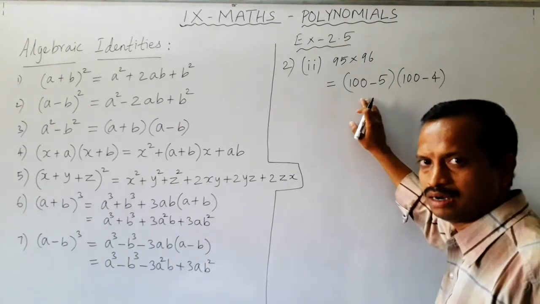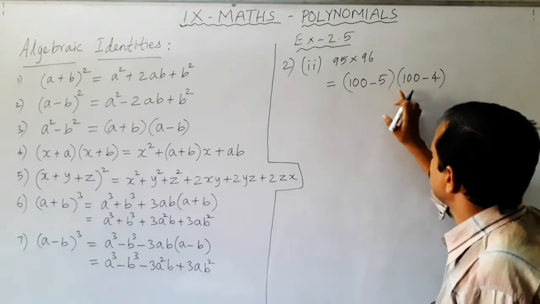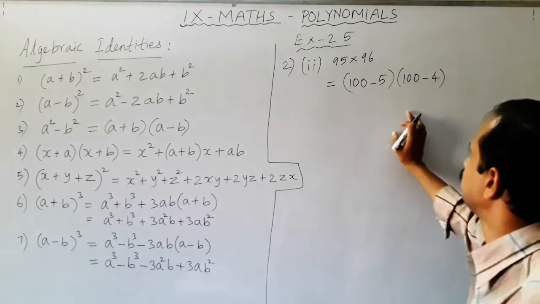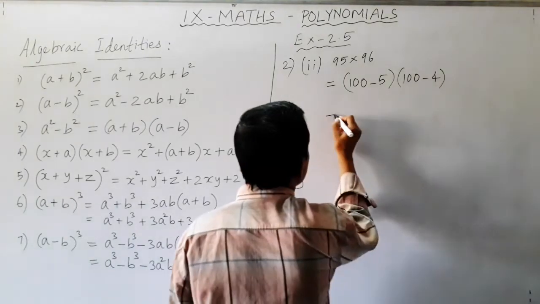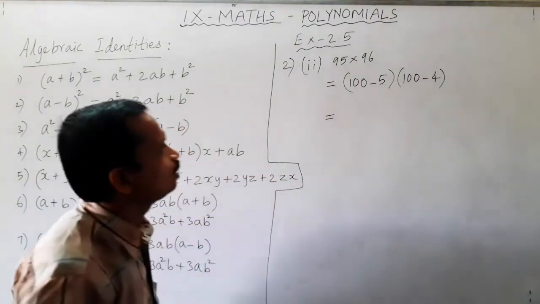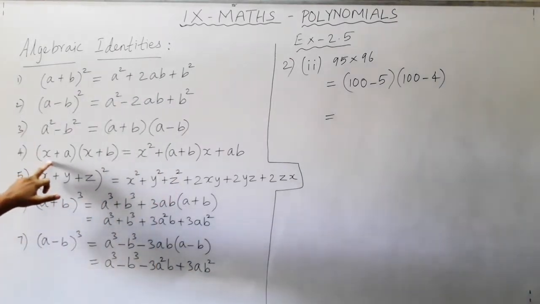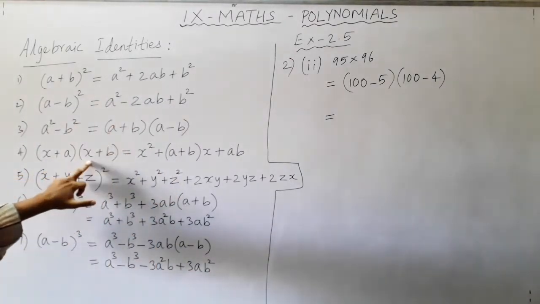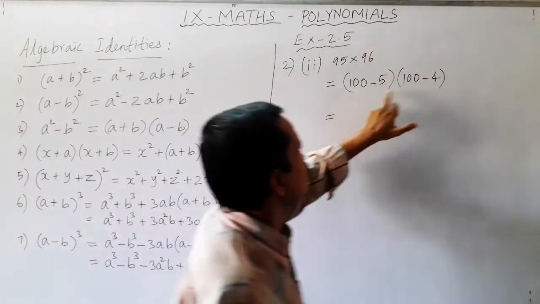95 you can write as (100 - 5), which is 95, and into, that is bracket. If you put a bracket, that is multiplication. So (100 - 4) is nothing but 96. And you see here, you can apply the fourth identity. How I am saying is, the first terms of the two brackets are the same, 100, 100, like that here x, and the a and b, minus 5 and minus 4, are there.